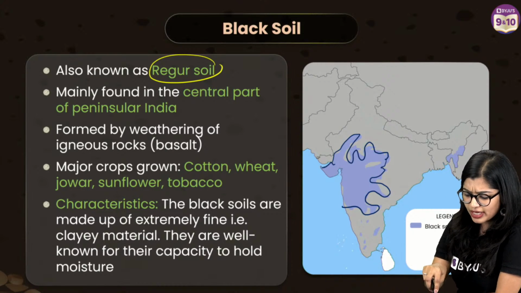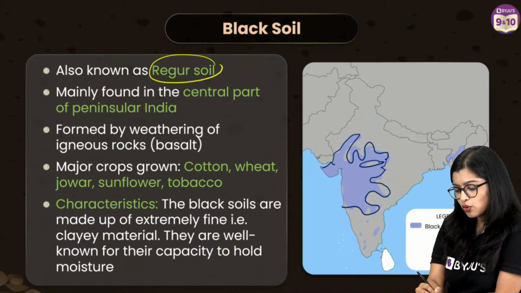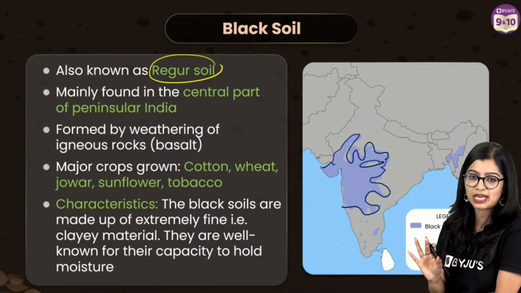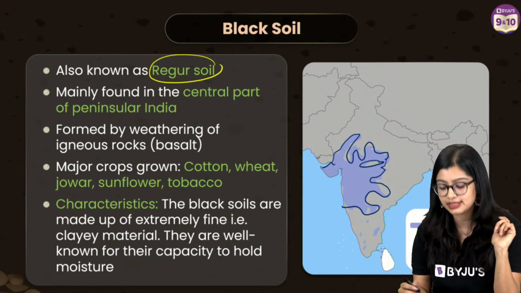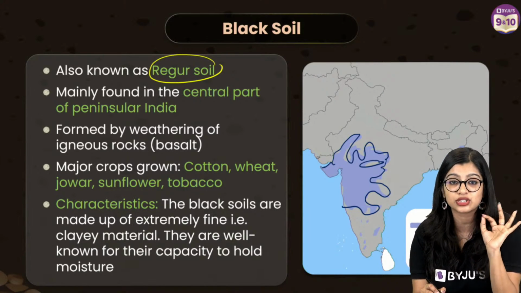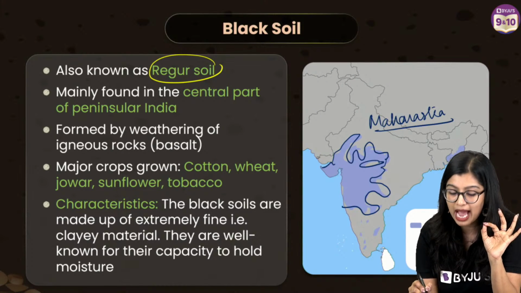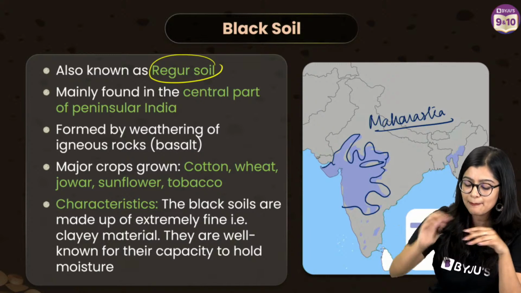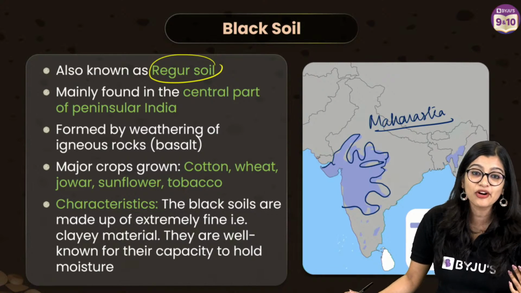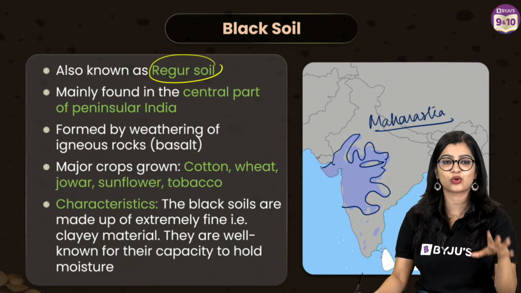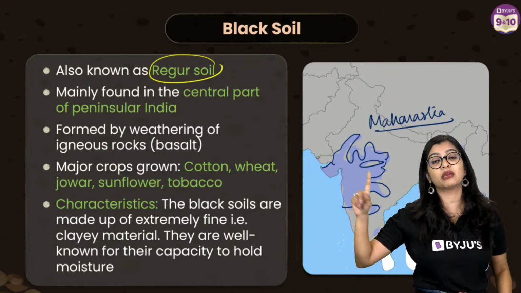Easy peasy. So you can think about it in this manner, or you can think about the fact that there is a man who is trying to wear a cap. As simple as that. Another way of remembering: if your Maharashtra region is being marked in the map, then pakka it is your regur soil. Easy. What about regur soil? Regur soil is also known as black soil.